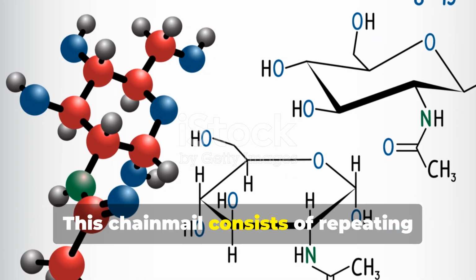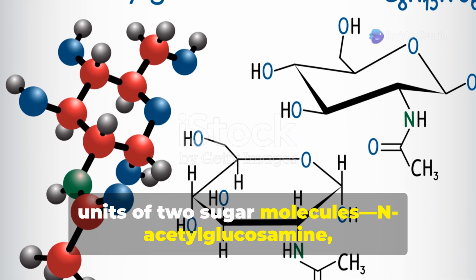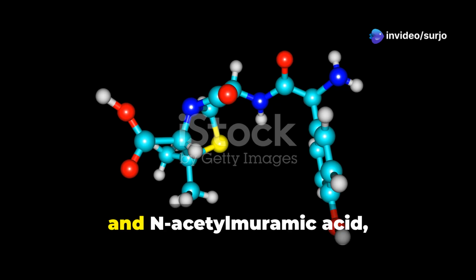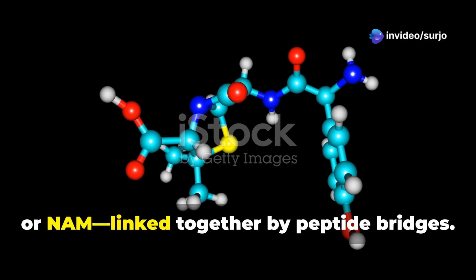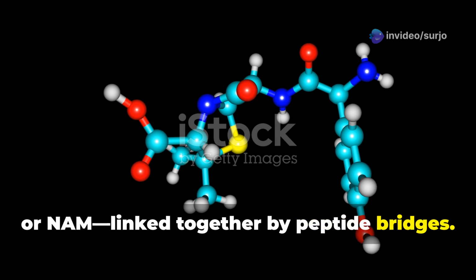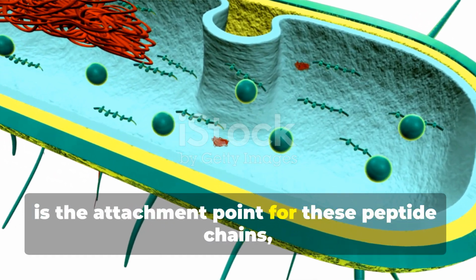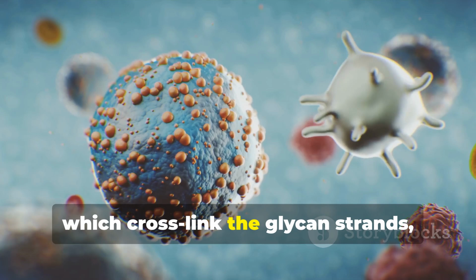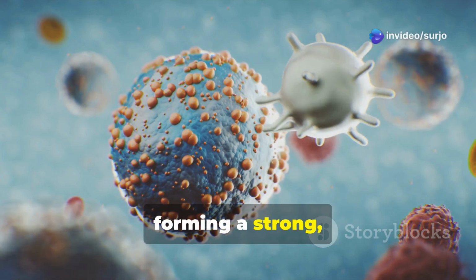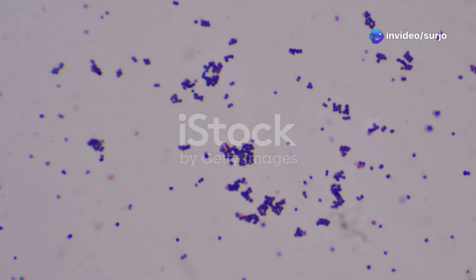This chainmail consists of repeating units of two sugar molecules, N-acetylglucosamine, or NAG, and N-acetylmuramic acid, or NAM, linked together by peptide bridges. NAM, unique to bacterial cell walls, is the attachment point for these peptide chains, which cross-link the glycan strands, forming a strong interconnected network.